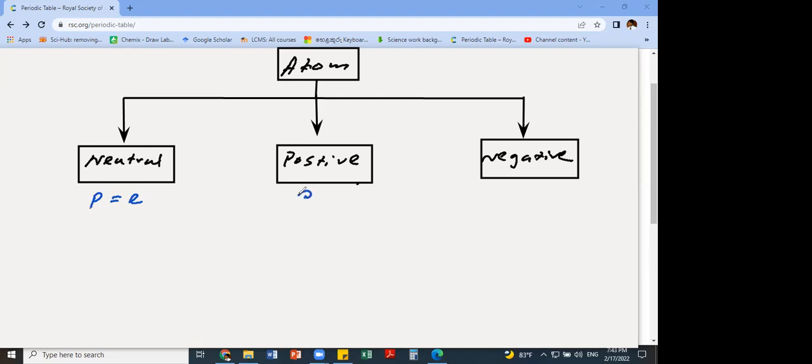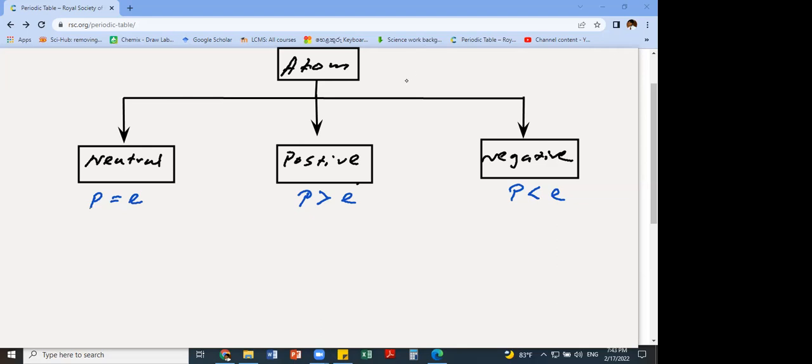Positively charged means there are more protons, more positive charges than negative charges. Remember, neutrons will not affect the charge. If they are equal, it's neutral. If protons are more than electrons, it becomes positive. If electrons are more, it's the other way around. If there are more electrons in an atom than protons, it's negatively charged.